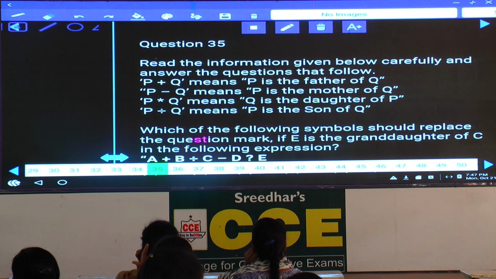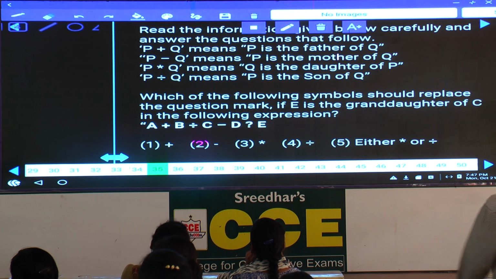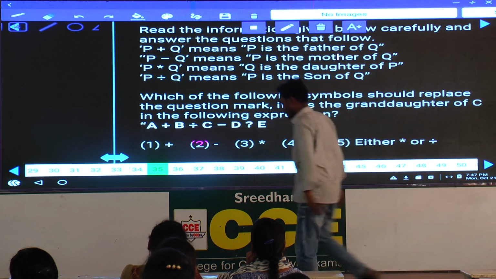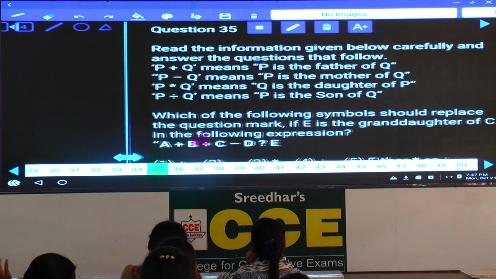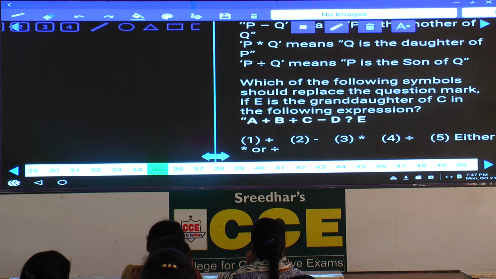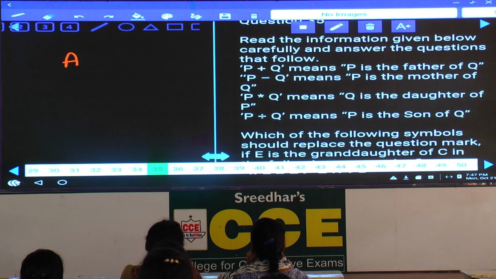Then in this 35, which of the following symbols should replace the question mark if E is the granddaughter of C? E is the granddaughter of C. First one, A plus B. Plus stands for A is the father of B. Now in this one there are some reverse symbols also, isn't it? P to Q, here Q to P, here P to Q. There is only one reverse symbol here.